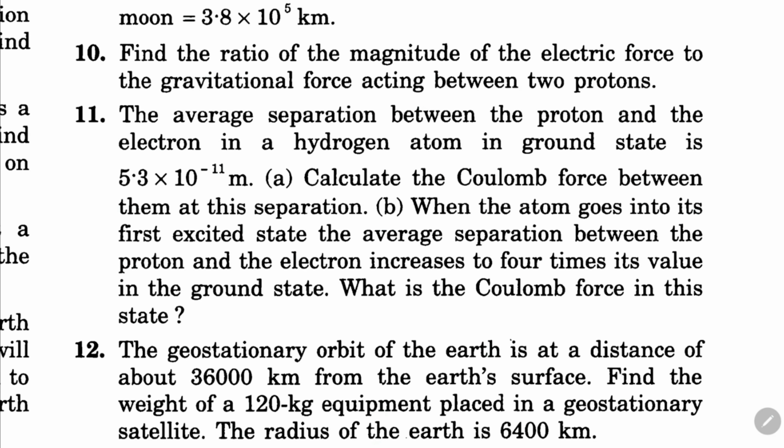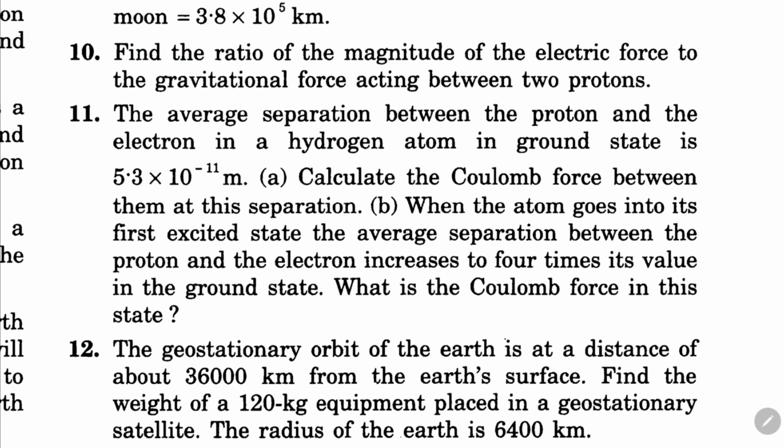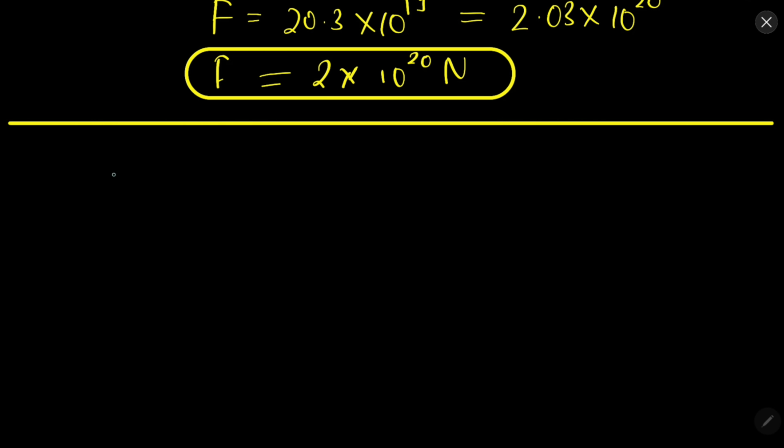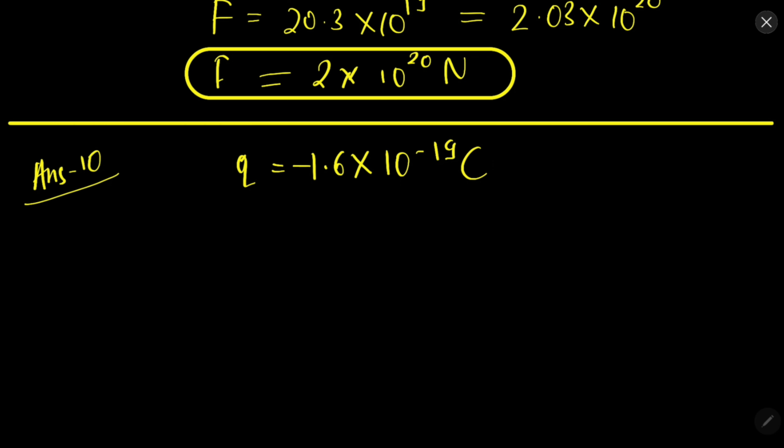Now question 10, we have to find the ratio of magnitude of electric force to gravitational force between two protons. So for two protons we have to find gravity and electric. So this is the 10th question. The charge on a proton is 1.6 into 10 to the power minus 19 coulomb. This is a positive value, remember.